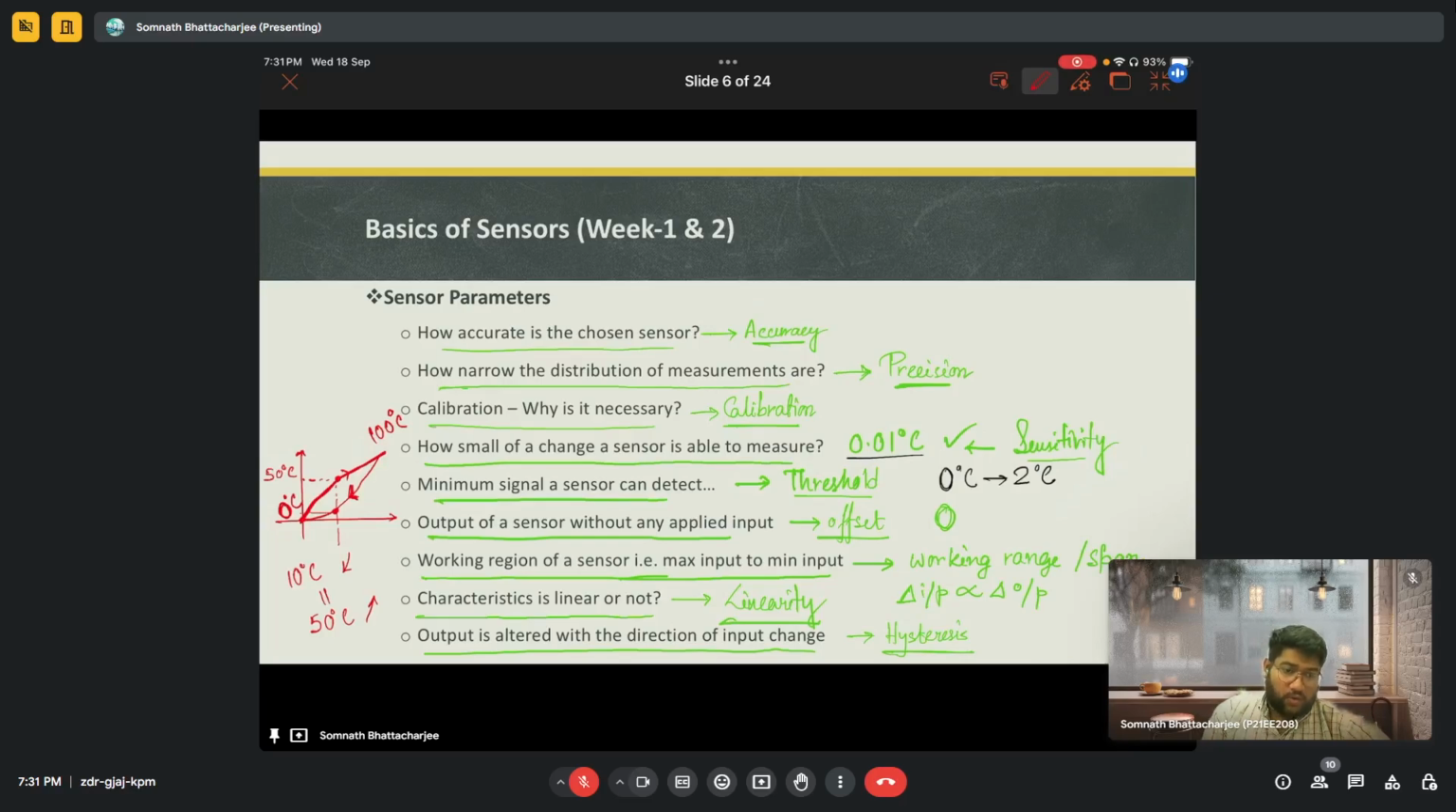Although in some specific use cases, you will use hysteresis to your advantage, for example in memory. Inside a memory, hysteresis is necessary to store the data. Like in field effect transistor based memories, we utilize hysteresis to store the data and then to retrieve the data as well.